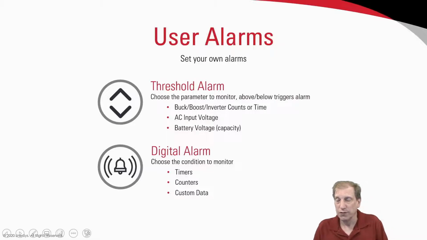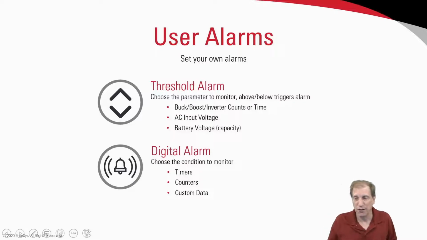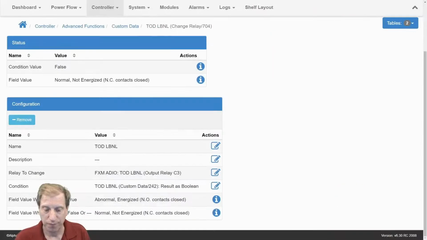A digital alarm is monitoring the condition of something, the state of something. So you can monitor timers and counters also, but also things like modes of operation or custom data equations. This is a great way to monitor a bunch of different things and say, yeah, if this is true, then create an alarm. So let's do each of those. I'm going to create a threshold alarm and I'm going to create a digital alarm. So let's get back to the web page.